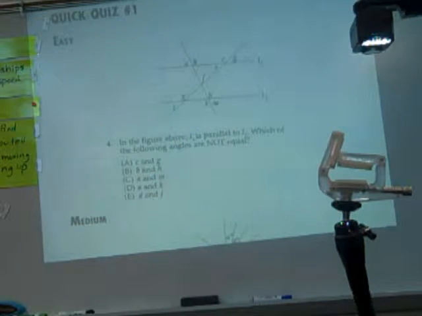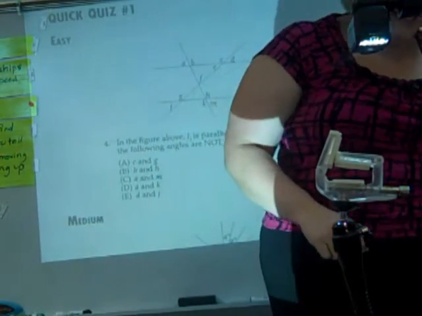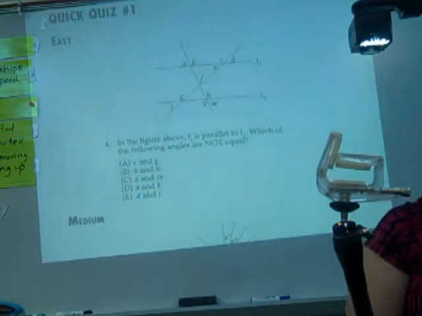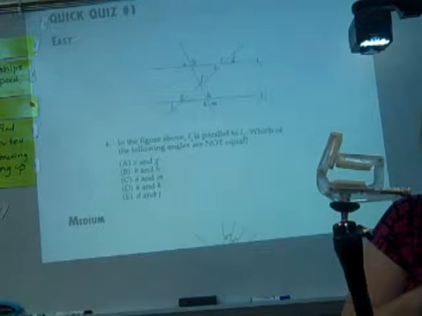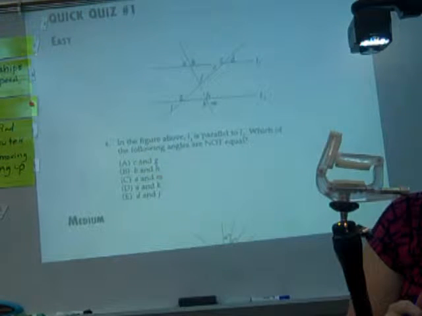Okay, so we'll go over these. I'm not gonna lie, I could not get the easy one. The easy one? Yeah. I thought medium was easy. Alright, so in the figure above, L1 is parallel to L2. Which of the following angles are not equal?